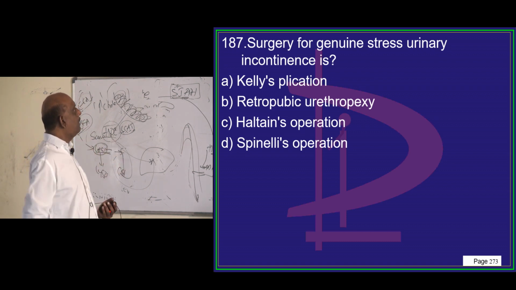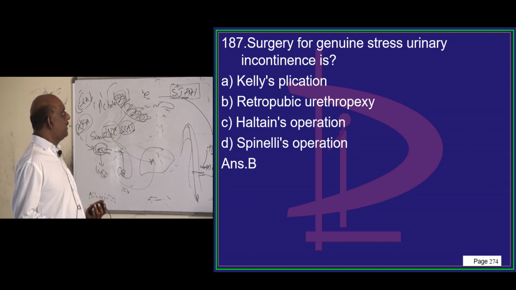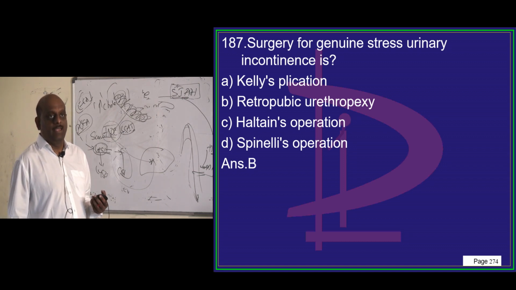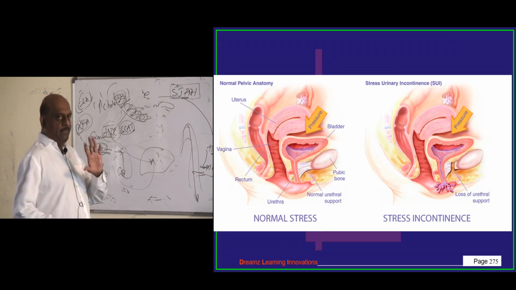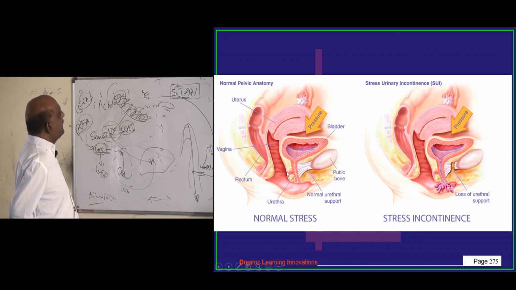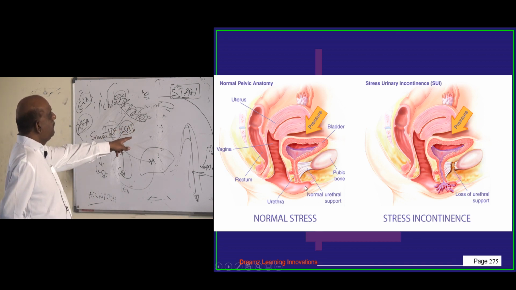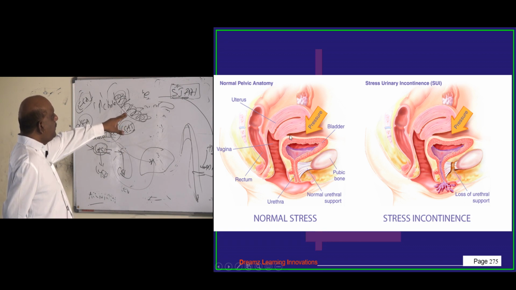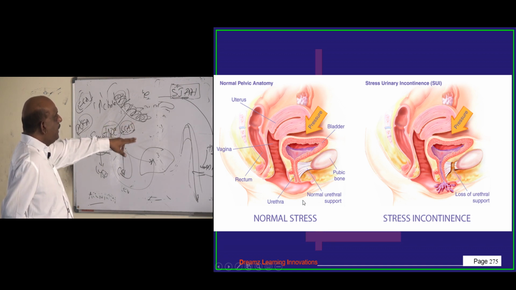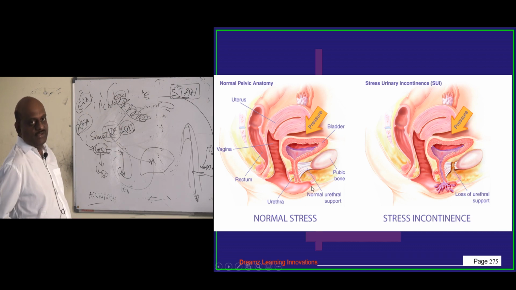Genuine stress urinary incontinence, how do you treat it, doctor? Retropubic urethropexy is a technique which is being used. So fundamentally, this is a very important thing for you to understand, doctor, this illustration. You see, this is the bladder, right? And this is the uterus, this is the vagina, this is the rectum, right? Now, from the bladder is coming the urethra through which the urine is passing out. So, from the pubic bone, normal urethral support will be maintaining the urethrovesical angle and prevent incontinence.